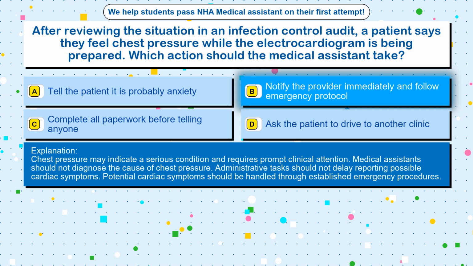Chest pressure may indicate a serious condition and requires prompt clinical attention. Medical assistants should not diagnose the cause of chest pressure. Administrative tasks should not delay reporting possible cardiac symptoms. Potential cardiac symptoms should be handled through established emergency procedures.